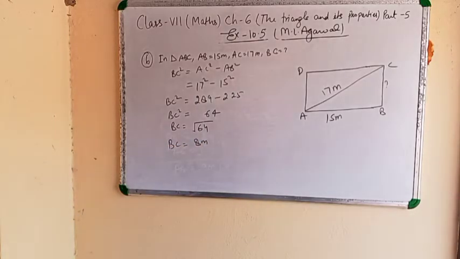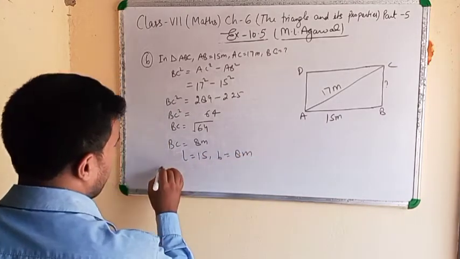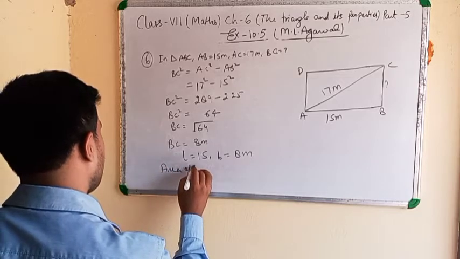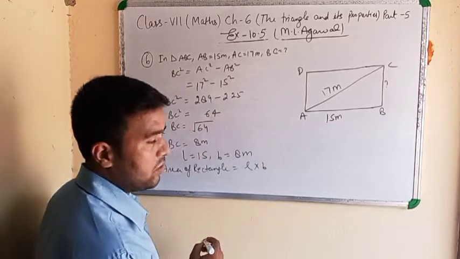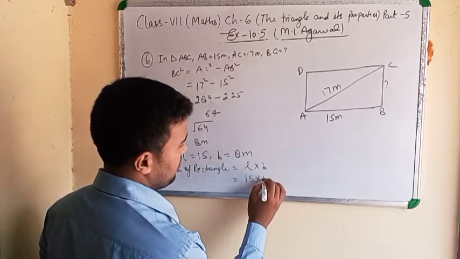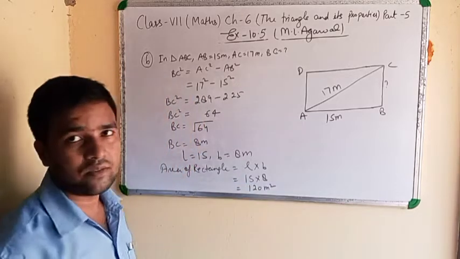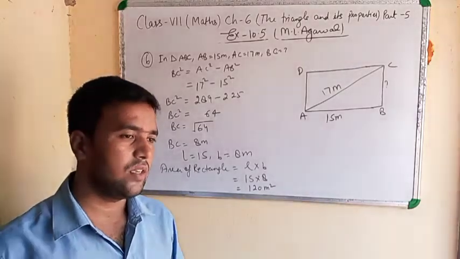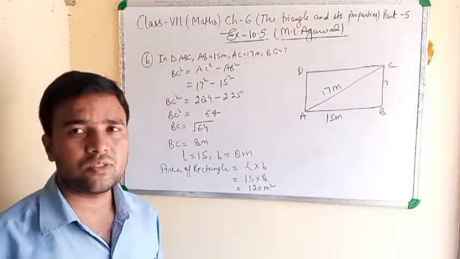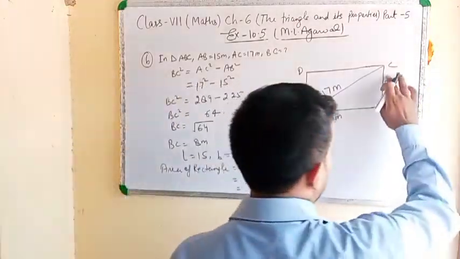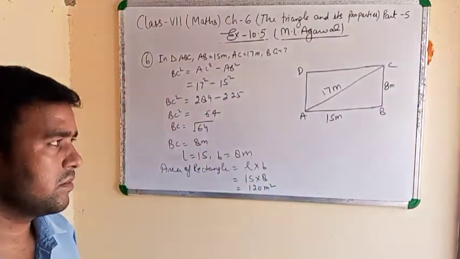Clear? Length and breadth. Length is 15 and breadth is 8 meter. Area of rectangle is L into B, 15 into 8, 120 meter square. If asked perimeter, it means 2 in bracket L plus B. This value is coming how much? Note down.